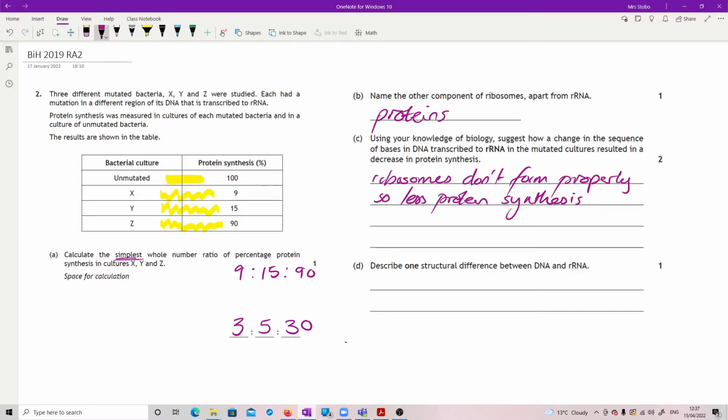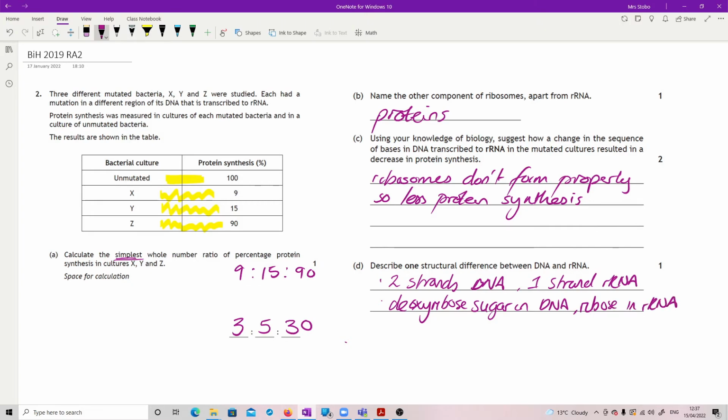Structural difference. So what I'm expecting is you've got two strands in DNA, one strand in your rRNA. You've got your deoxyribose sugar in DNA, ribose sugar in rRNA. You're not going to get away with just saying sugar or strands. You have to give the DNA and the rRNA. And your nucleotide is your other one.